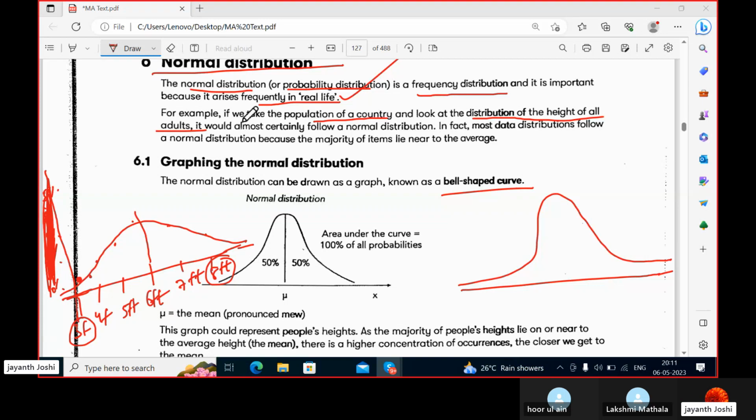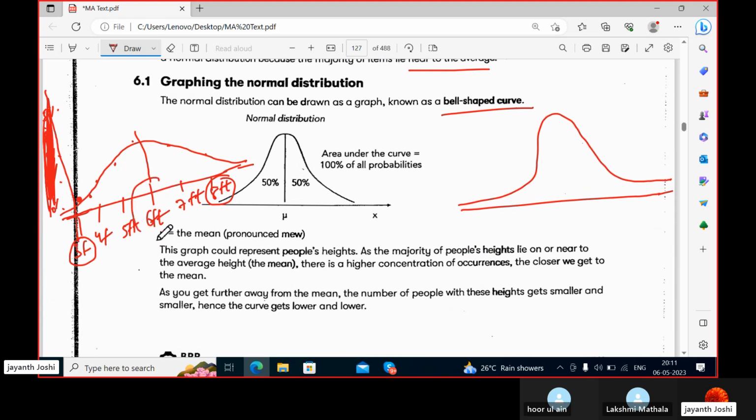So here we see, if we take the population of a country and look at the distribution of height of all adults, it would almost certainly follow a normal distribution. In fact, most data distributions follow a normal distribution because the majority of items lie near the average. Of course, most of the people we see are in this area only. So the highest number of people come in this area.